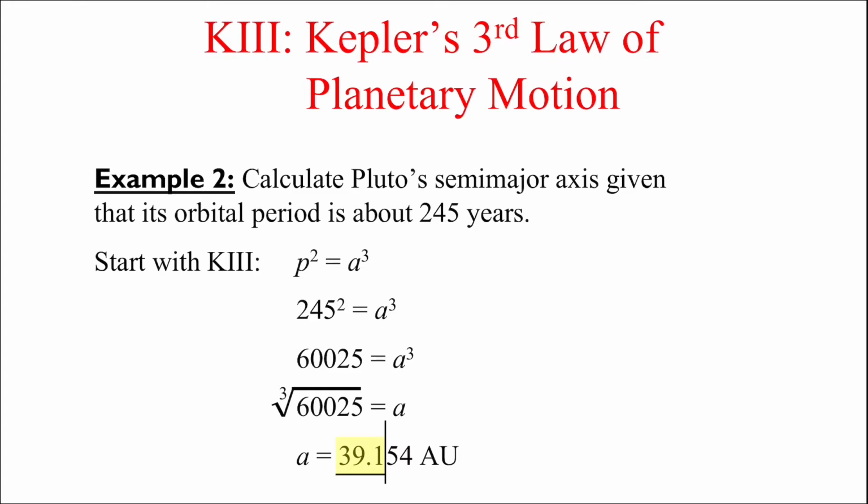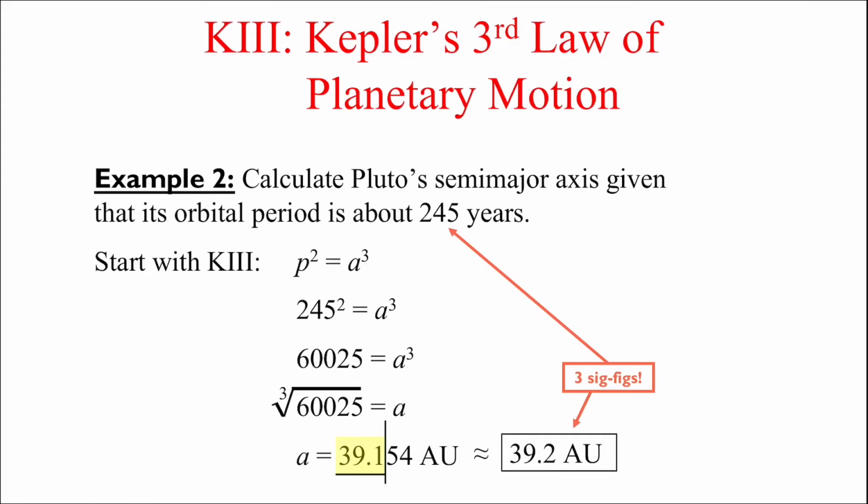The next number over is a 5, which means we have to round up to get our final answer. Our final answer will be 39.2 astronomical units, which has the desired amount of significant figures. This means that Pluto's orbit is almost 40 times bigger than the Earth's.